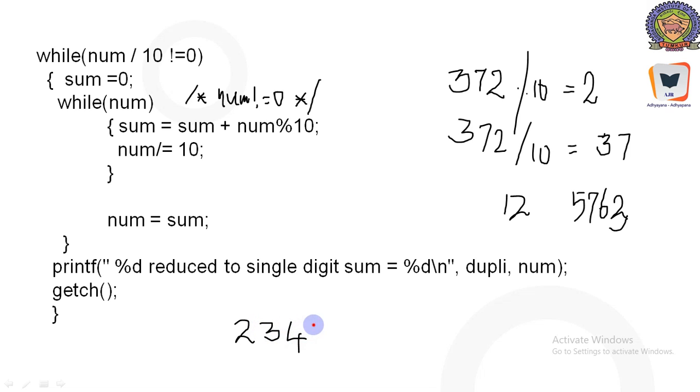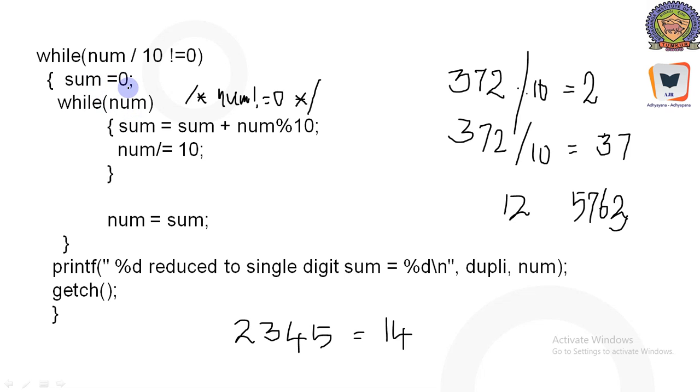If you enter 2, 3, 4, 5 here, sum is set to 0, and while num not equal to 0, repeatedly what you get is 5 plus 4 is 9, 9 plus 3 is 12, 12 plus 2 is 14. So once again number will become 14 because it is not a single digit number. Here it will go to this while loop, which asks whether 14 divided by 10 is not equal to 0. Yes, it is, because 14 divided by 10 equals 1.